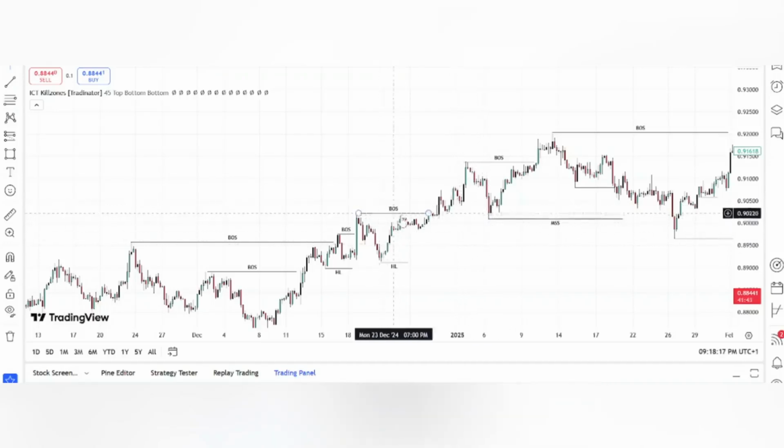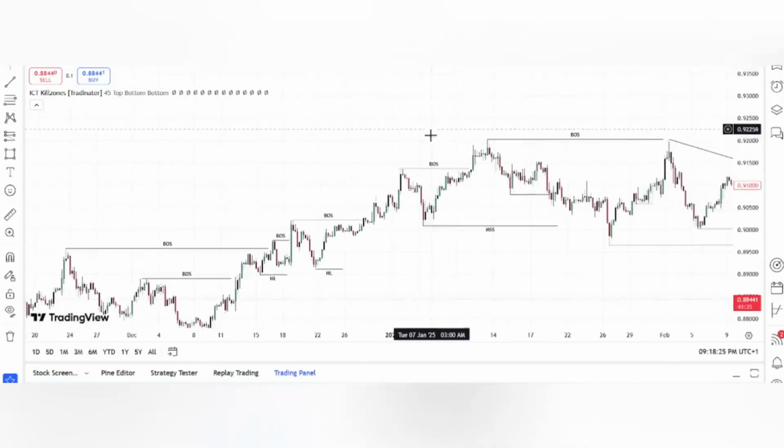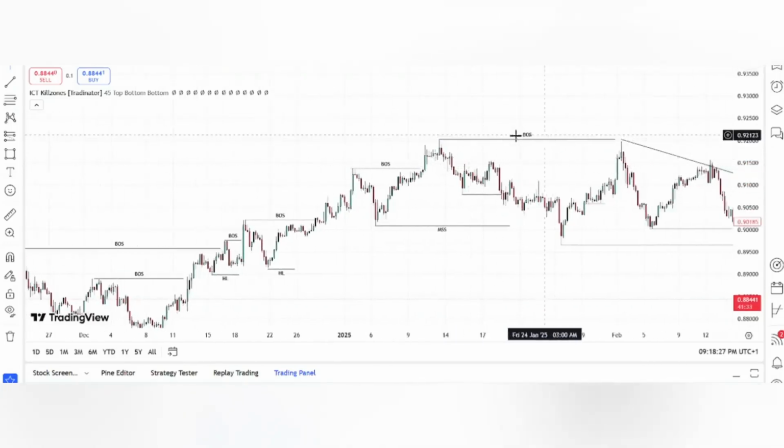So after this break of structure, this is our next higher low. Then break of structure. You get the point? Yes, break of structure. So at this point, what happened here?